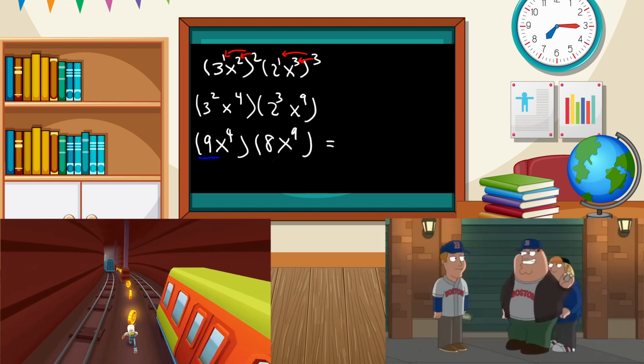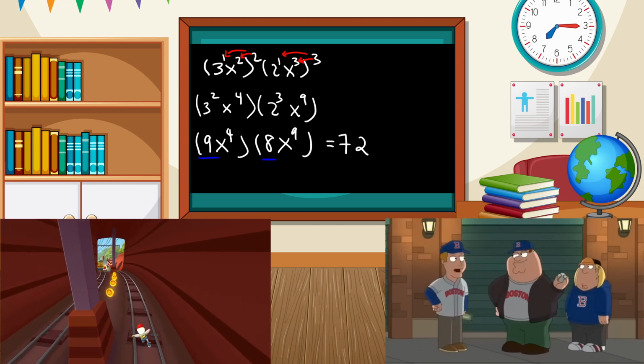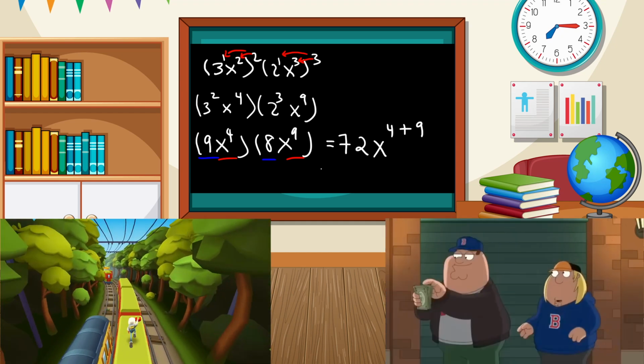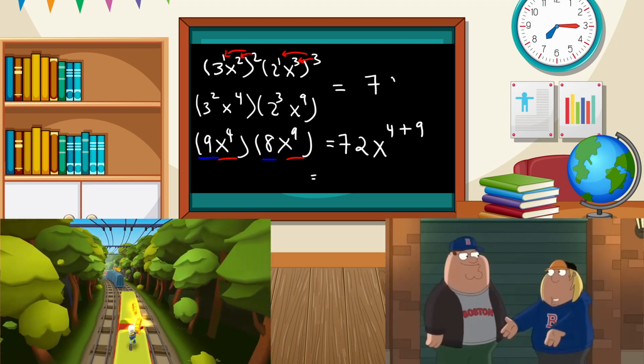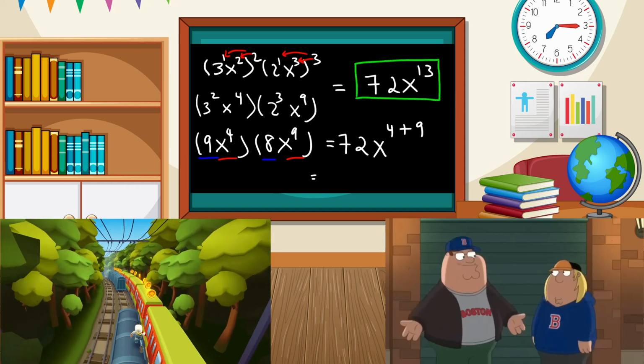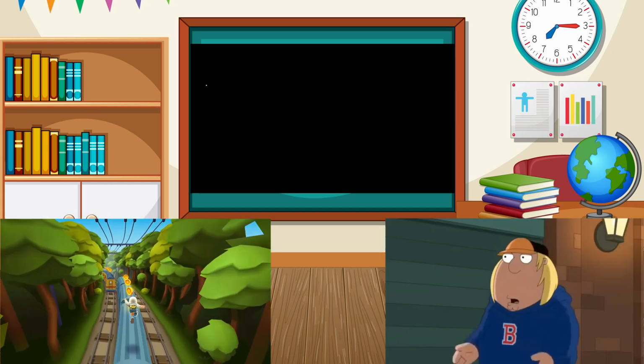Next, we need to multiply 9 times 8, which is 72, and then we need to multiply x to the 4th times x to the 9th. So we need to add 4 and 9. So the final answer, which I'll write over here, is 72x to the 13th power. So hopefully at this point, you're seeing how to put all of these individual steps together. Now let's move on to our next problem.